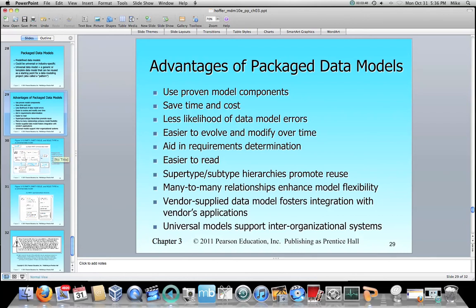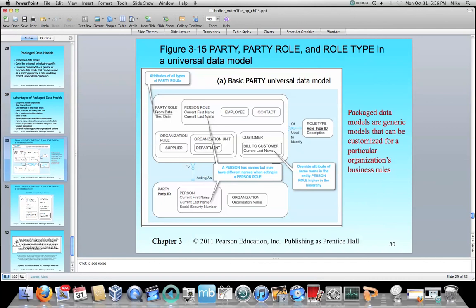So let's take a look at what the textbook calls the universal data model. In this case, they call it party. So what does it mean by party? Party is anything, buddy. A party could be a person. A party could be an organization. A party could be anything. So it tries to be very generic, so that anything that you're trying to keep track of can be a party.